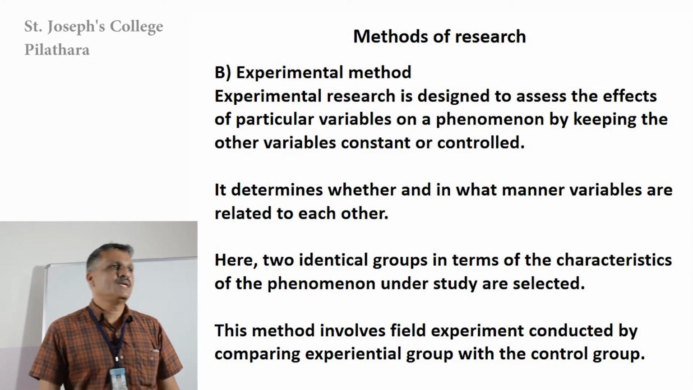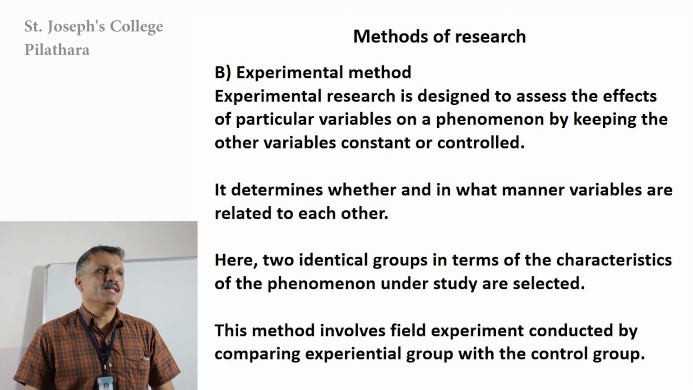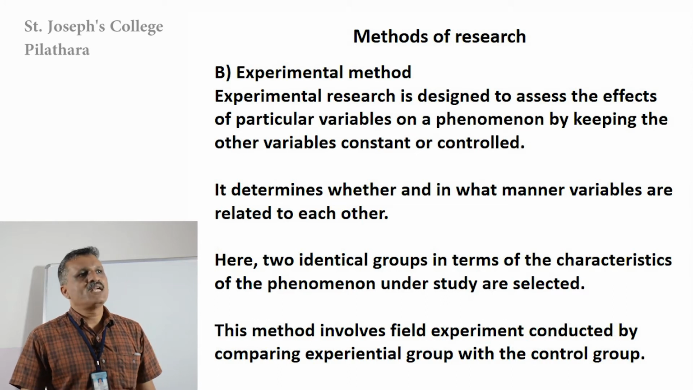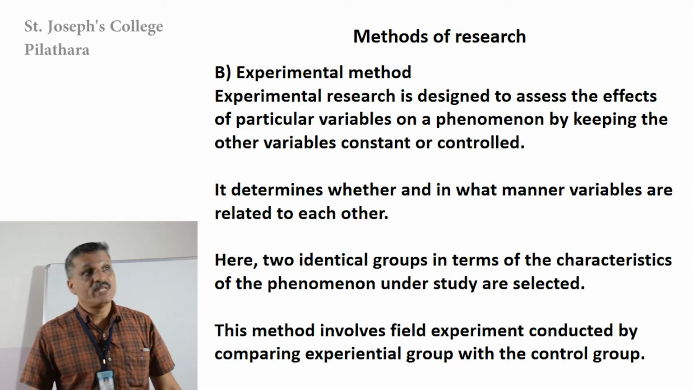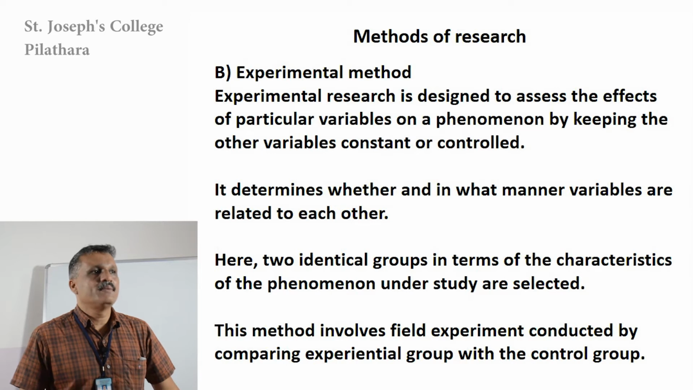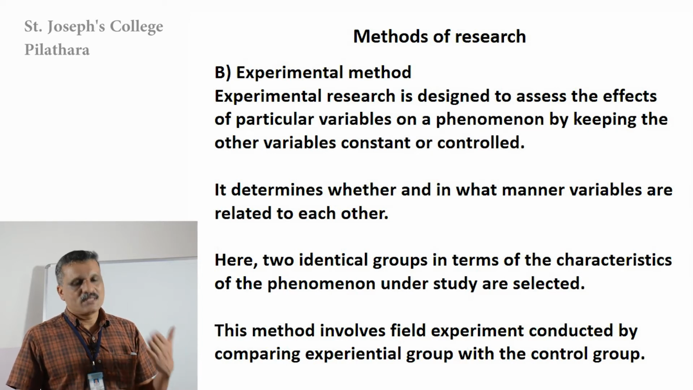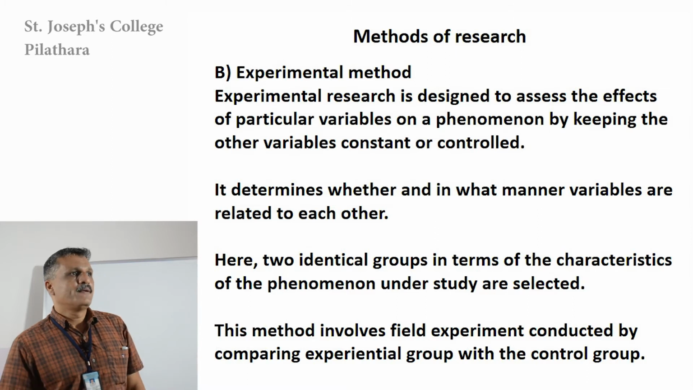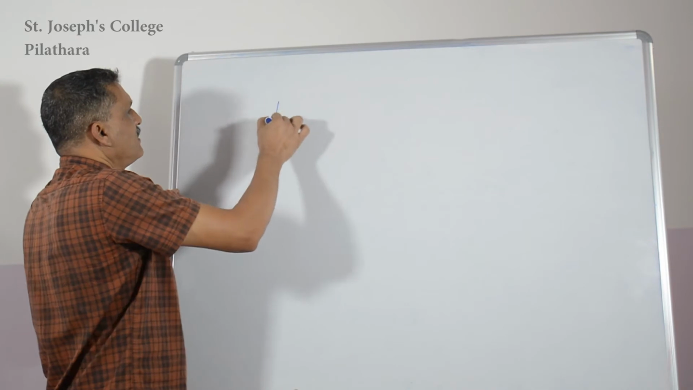So, we have two variables here, one is the independent variable and the other is the dependent variable. The independent variable is the course variable, and the dependent variable is the impact, that is, the academic performance in this study.